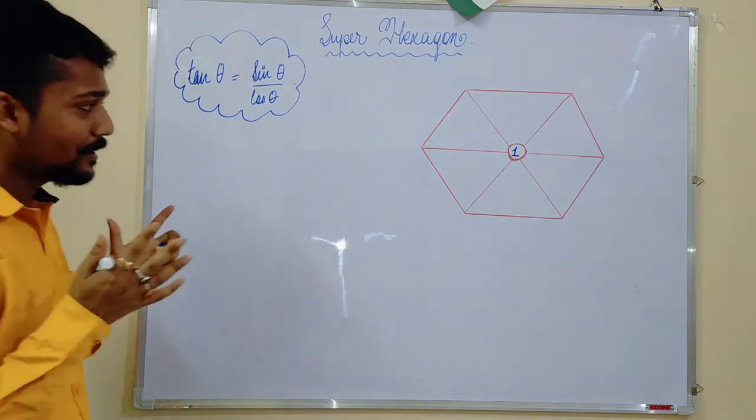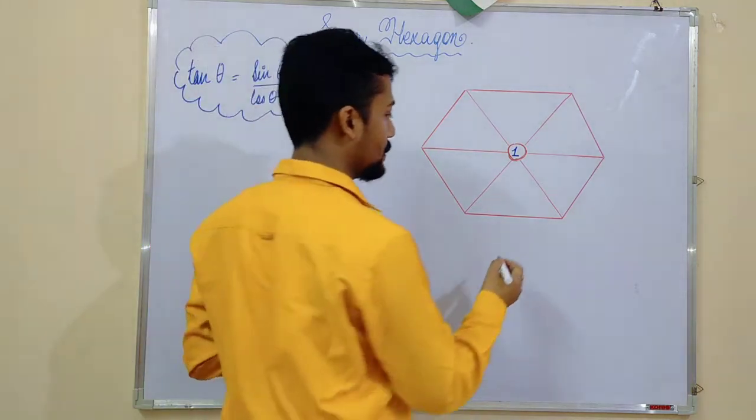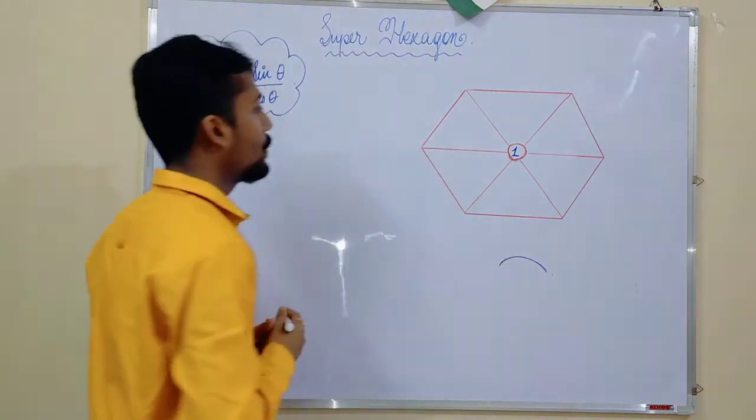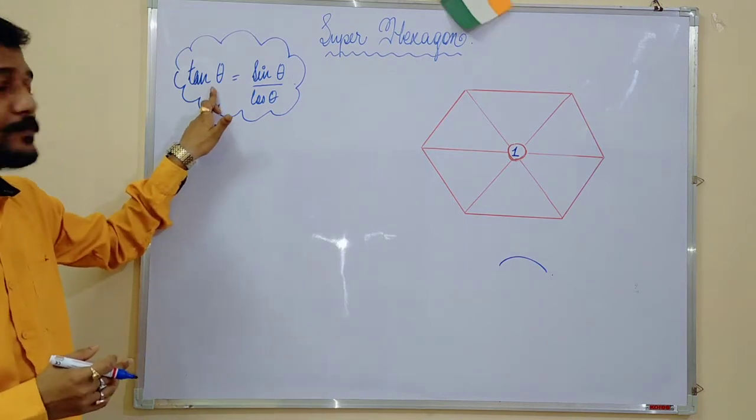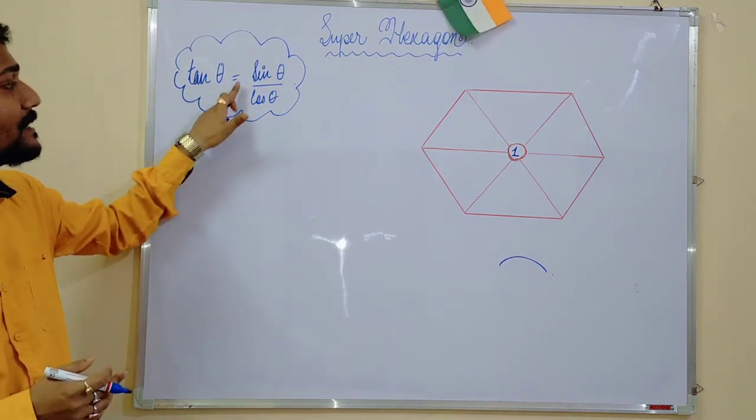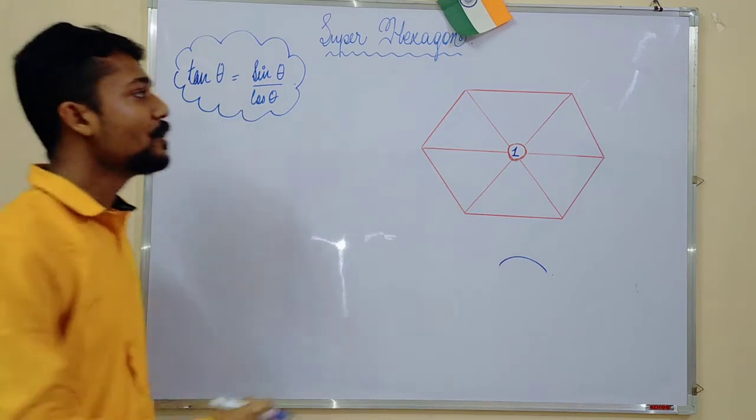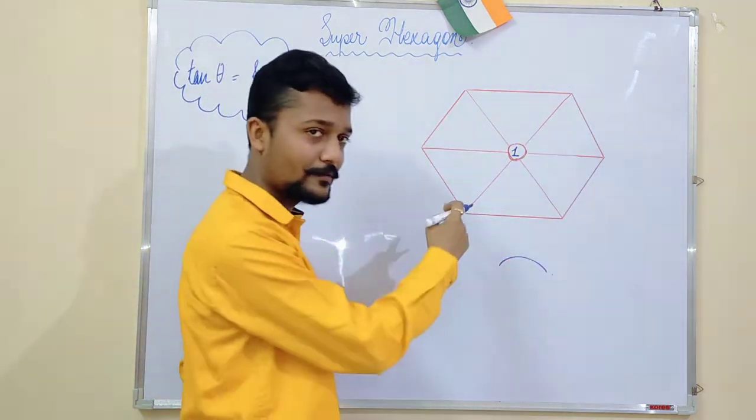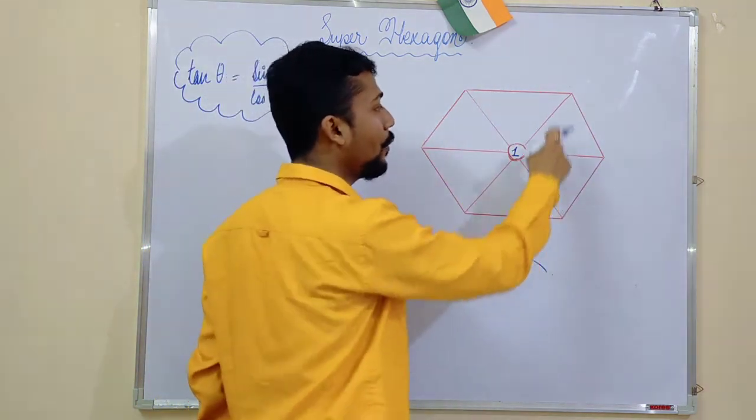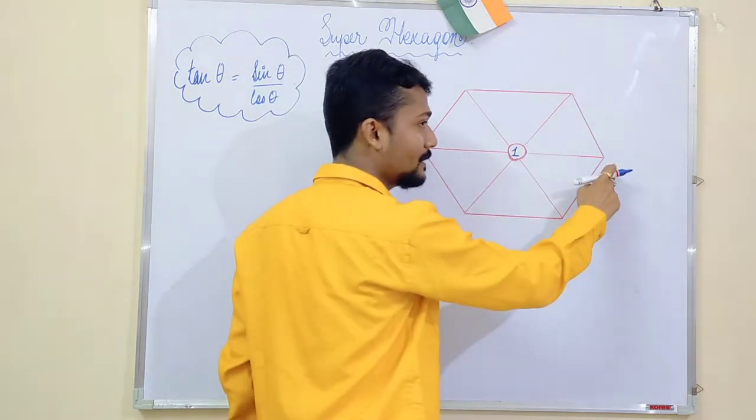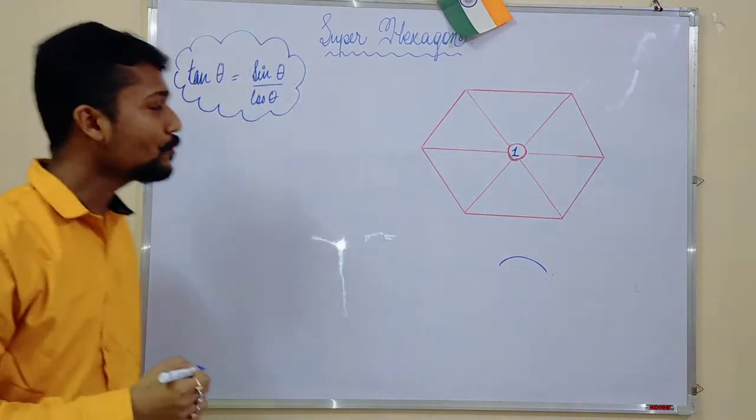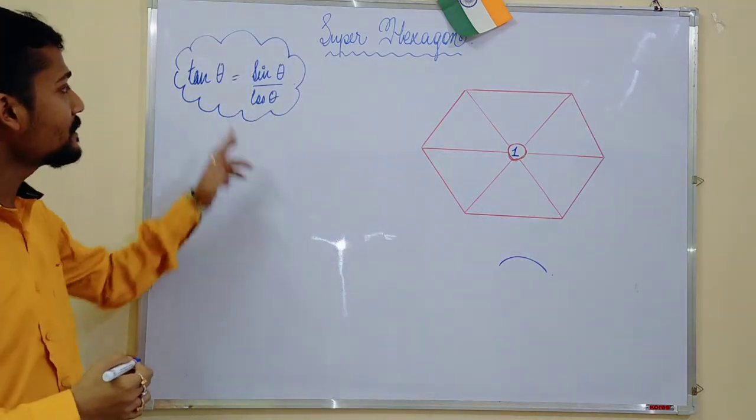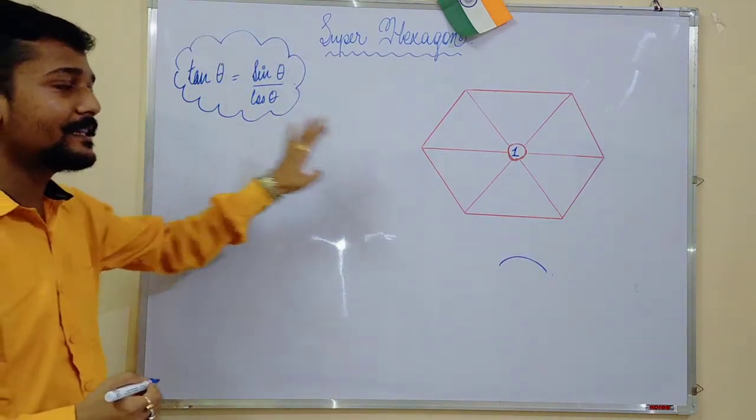Before starting with today's topic, one thing you need to remember is this formula: tan theta is equal to sin theta by cos theta. You will draw a hexagon as shown in the figure, and you have to join all the diagonals. In between it will be 1. So first we'll put this formula in the hexagon.